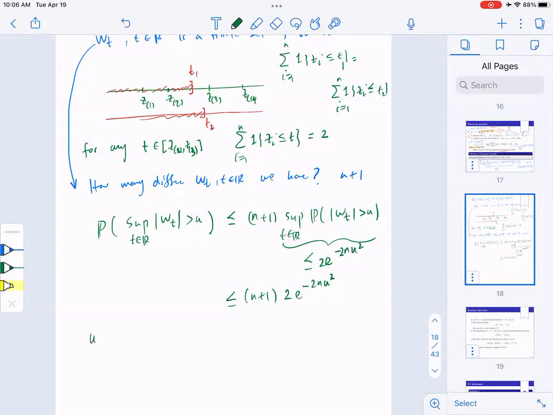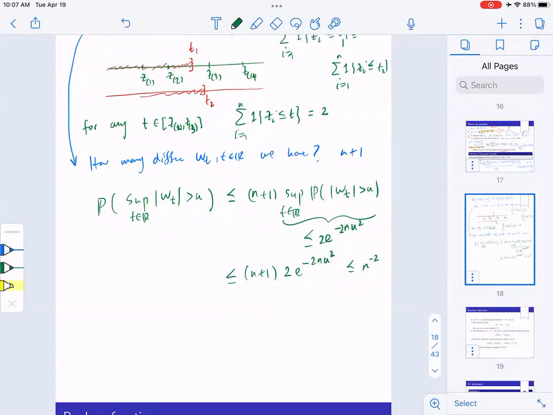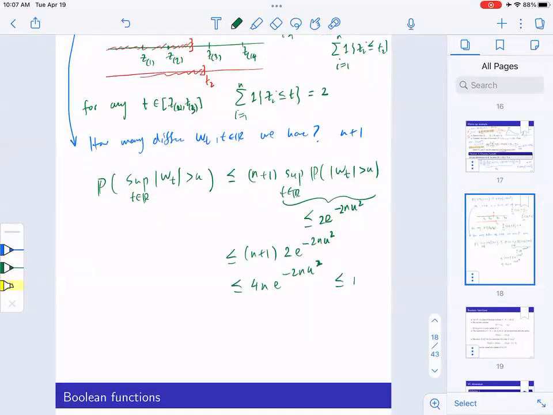And so if I take u to be, for example, a constant... what do I want to do? Let's say I want this to be less than or equal to n to the negative 2. If it's less than n to the negative 2, then Borel-Cantelli also tells you that it converges almost surely. Just for simplicity, let's say this is bounded by 2n, for simplicity, e to the negative 2n u squared. And then I want this to be bounded by 1 over n squared.